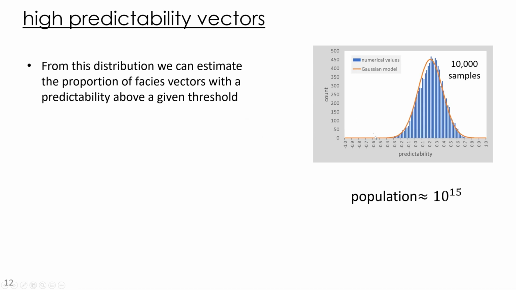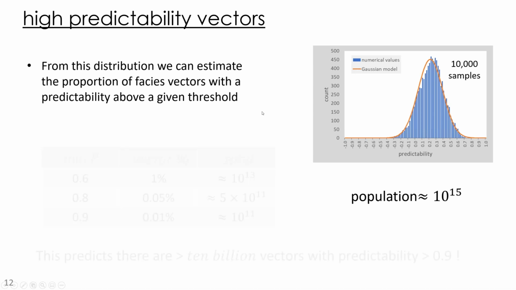Just to be clear, that distribution was based on 10,000 samples. That's still a pretty big sample, but the total population is 10 to the power 15. That's the number of facies vectors you could construct from a 50 millisecond interval at 1 millisecond timing, so 2 to the power 50, basically 10 to the power 15. The sample space we're dealing with is truly huge. But if we assume the Gaussian distribution is a reasonable approximation to the true distribution, we can make a few observations.